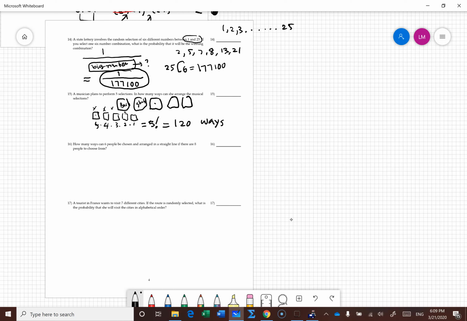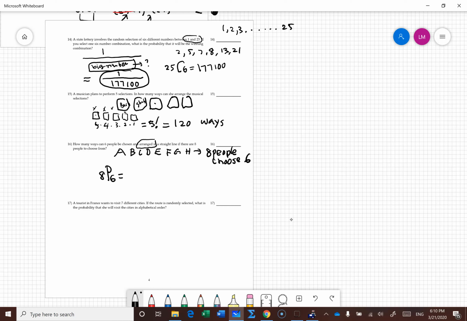Number 16. How many ways can 6 people be chosen and arranged in a straight line if there are 8 people to choose from? So you have A, B, C, D, E, F, G, H. You have 8 people. You want to choose 6 out of 8, and you have to also arrange them. So it is 8P6.